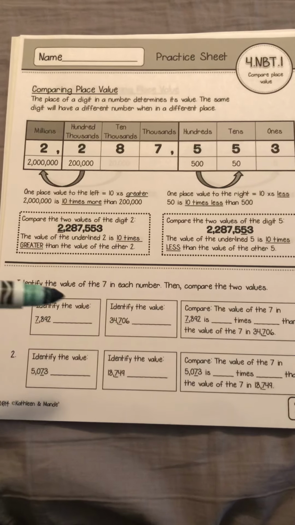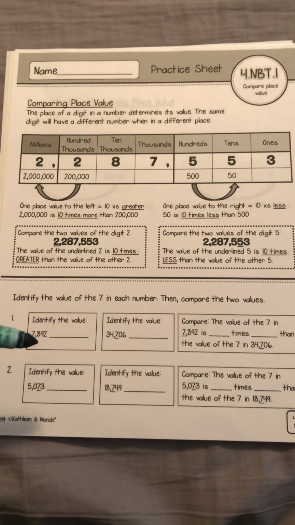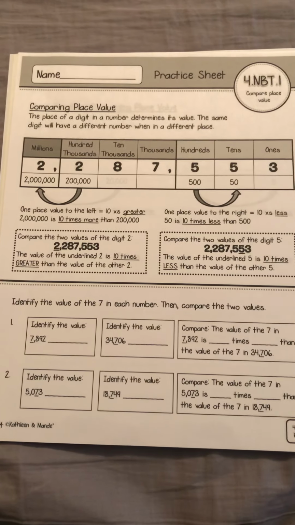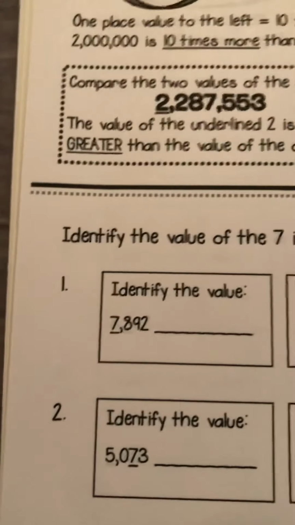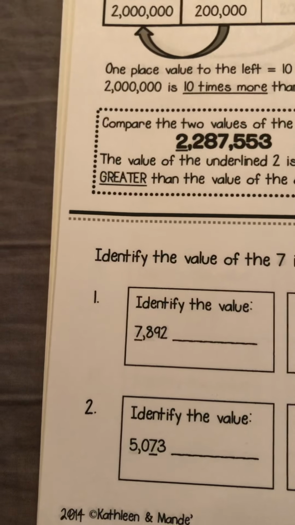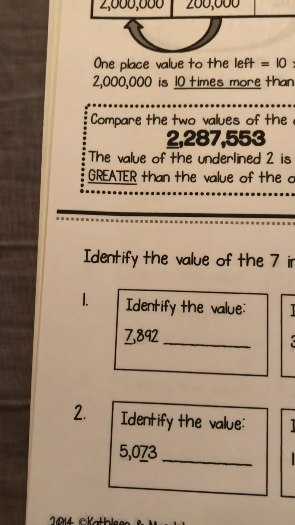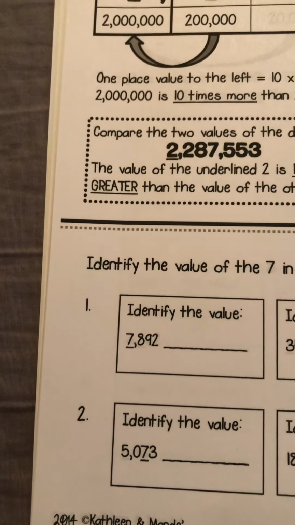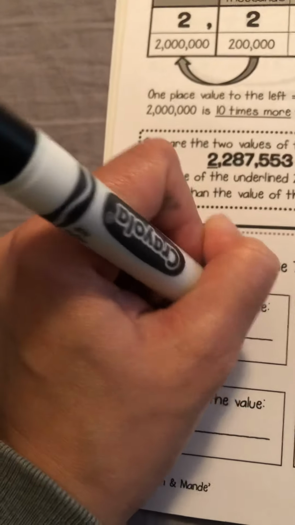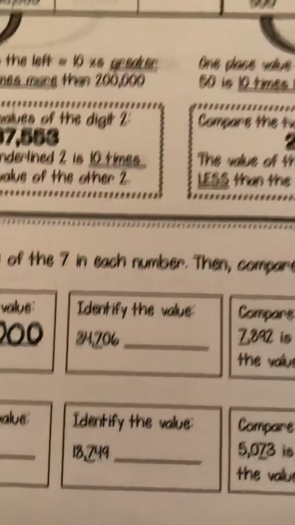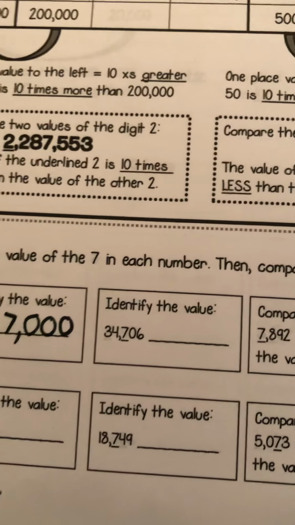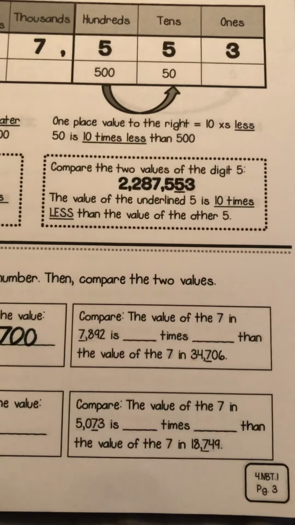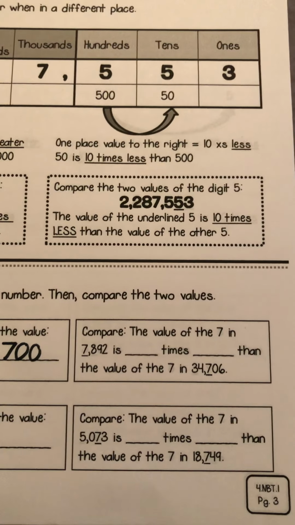Let's go ahead down to the example problems. It says identify the value. 7,892. The first thing we need to do is identify the value of the 7 in this number. So I'm sure that you are all yelling it out at the computer screen right now. 7 in the thousands place is 7,000. Good. And then it says identify the value of the 7 in 34,706. The value of that 7 would be 700.